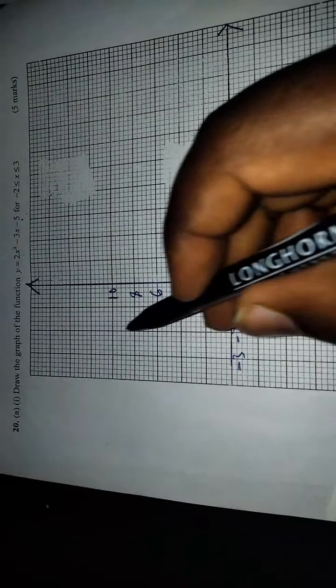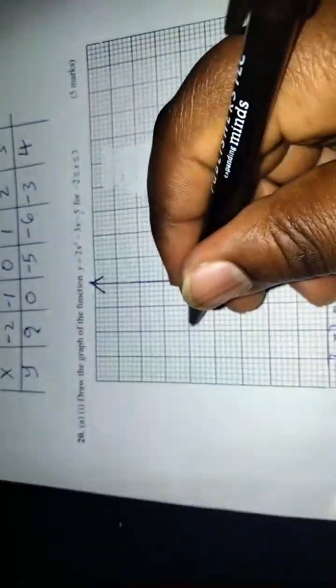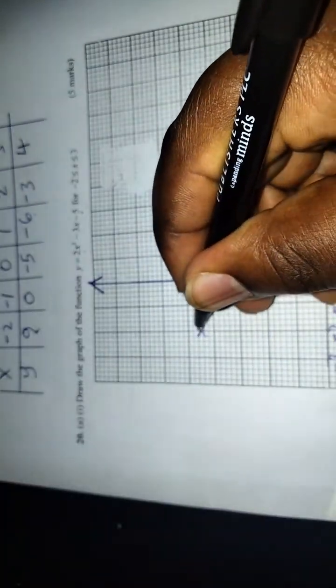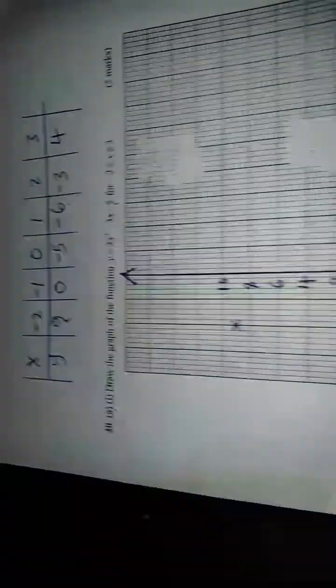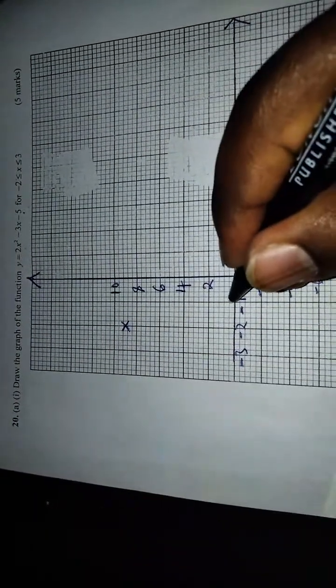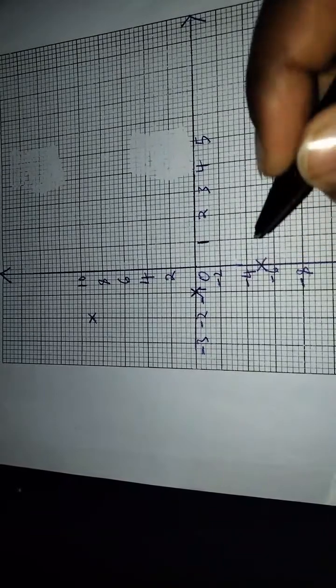We need -2, +9. Remember, +9 is just in between 8 and 10. So that is the first plotted point. The next is going to be -1, 0. So -1, 0 should be here. The next should be 0, -5. -5 is in between -4 and -6. Exactly there.